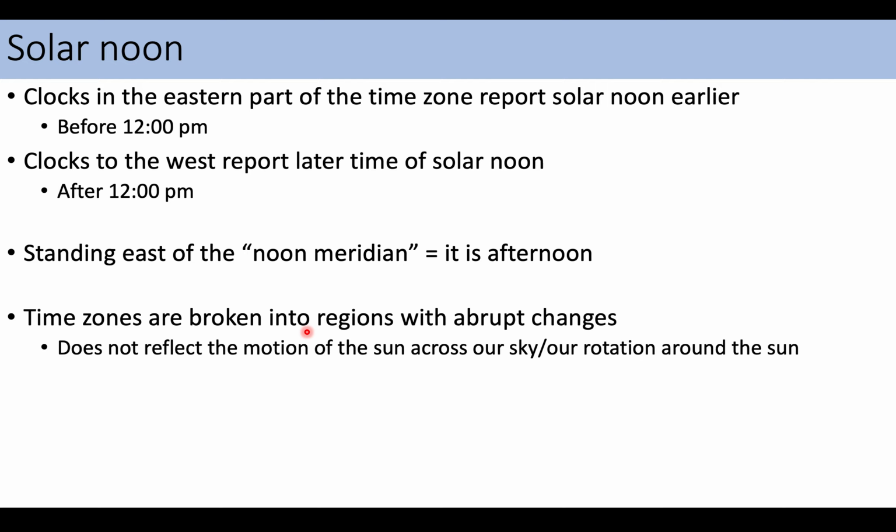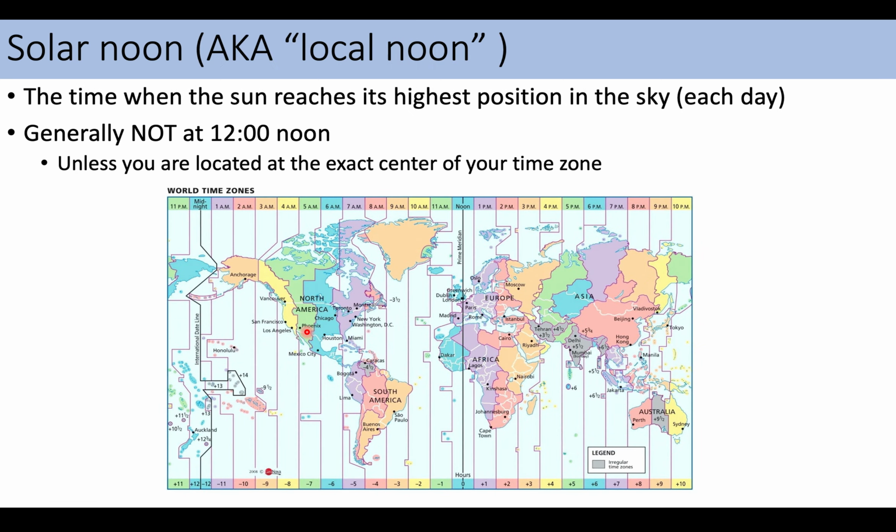So what does this mean for us? Essentially, clocks that are in the eastern part of the time zone are going to report solar noon earlier. So if you are in the eastern part of our time zone, let's say we're looking at this blue time zone here with Chicago in it, the sun is going to be in the highest position of the sky actually before your watch says noon.